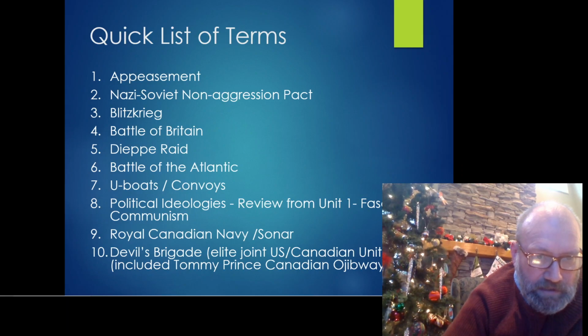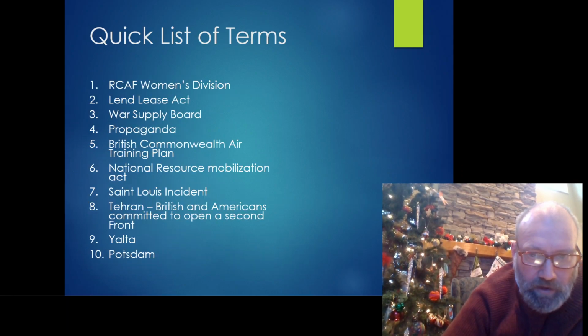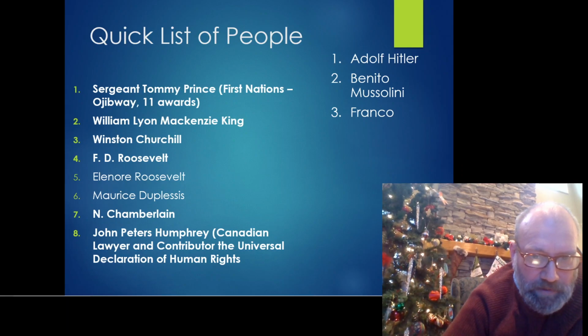And on this list, appeasement, Dieppe raid, political ideologies, and Devil's Brigade, and Tommy Prince, Canadian Ojibwe. Okay, keep going on. On this list, what's likely to be on the test? Oh, the bold ones. Okay, we got Tommy Prince again, so that's likely. You should know who he is. Who was he? What did he do?